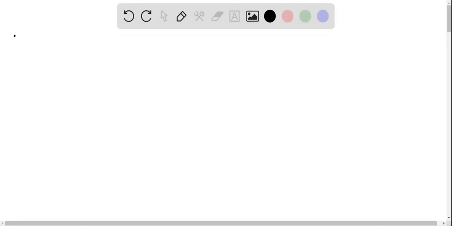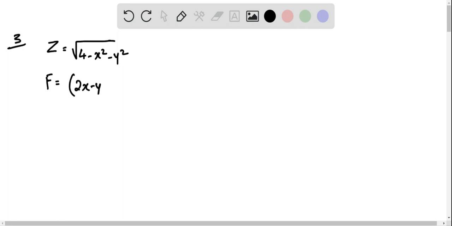Hello everyone, today we are going to solve problem number 3 from the section Stokes theorem. Here the given surface is z equals root of 4 minus x square minus y square, and the function F is given, which is (2x minus y, y z square, y square z).